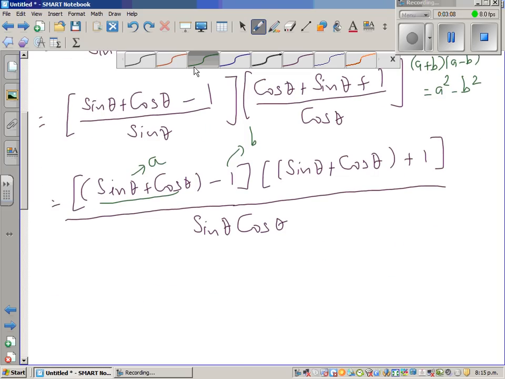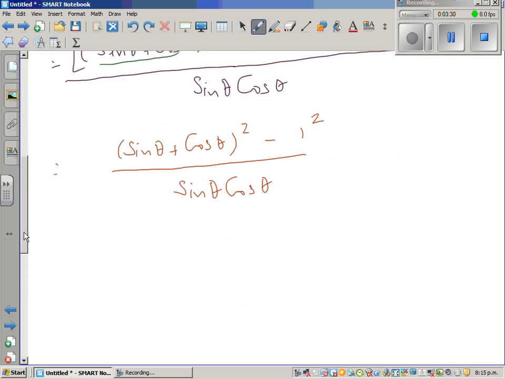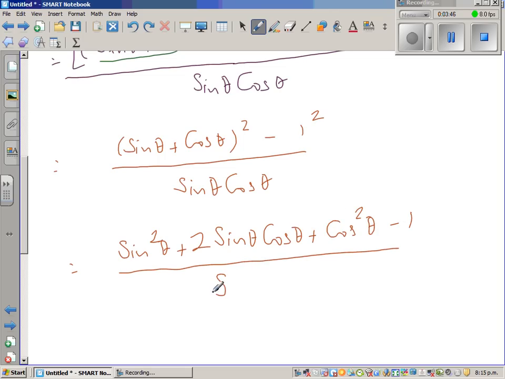So the next step, I'll change color. This becomes (sine theta plus cos theta) the whole squared minus 1 squared, over sine theta times cos theta. I'm going to open this bracket. So this is sine squared theta plus 2 sine theta cos theta plus cos squared theta minus 1, over sine theta cos theta.